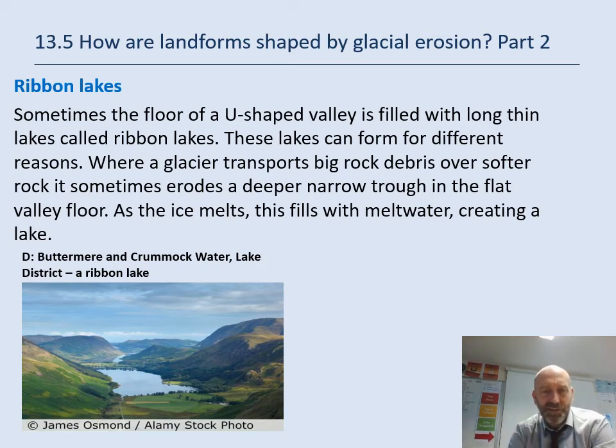Sometimes when a glacier is moving down the valley during an ice age, it erodes some of the valley floor deeper than other parts. And when it finally melts and we come out of an ice age, it will leave these small lakes called ribbon lakes. Not rivers, lakes. Small lakes called ribbon lakes. And these fill these deeper, narrow troughs in the flat valley floor. And you get a lot of these in the Lake District. So in the picture there, you can see Buttermere and Crummock Water, which is an example of a ribbon lake in the Lake District.